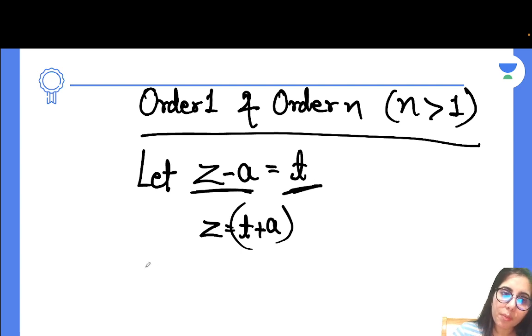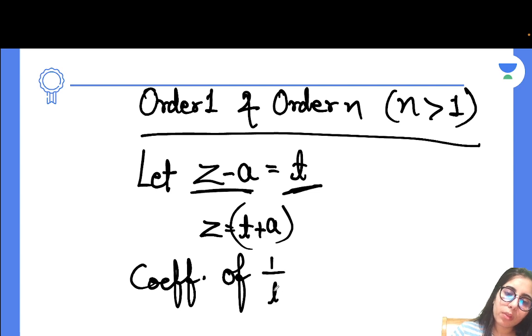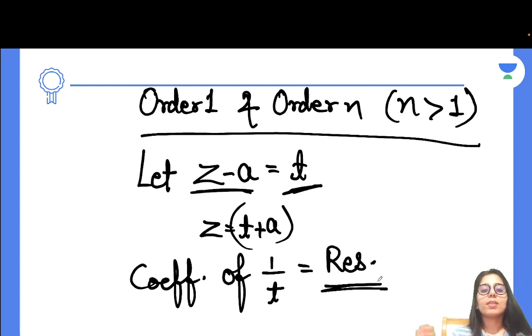And after simplifying it, the coefficient of 1 over t will be giving you what? That is the residue of the expression. That's it. This is what you have to do, and this is applicable for order 1 and order n, both the poles. Okay, that's something important.